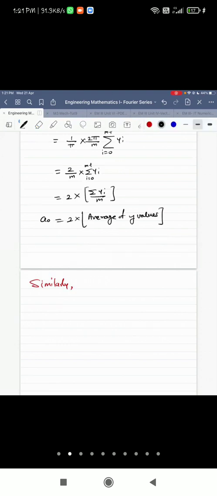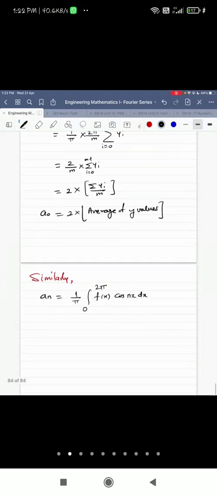Right. So similarly, we have a formula for an. Now, can anybody tell me what the formula for an is? The formula for an is 1 upon pi integral 0 to 2 pi f(x) cos nx dx. I'm not writing L here because I know that L is pi. I'm considering the particular case L equal to pi for my examples, right?